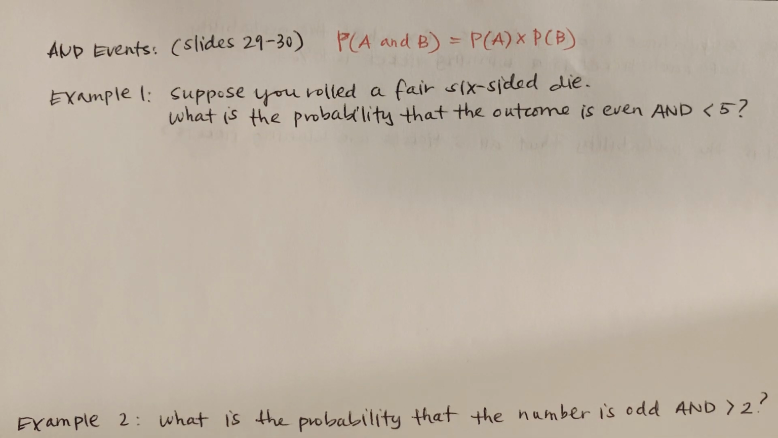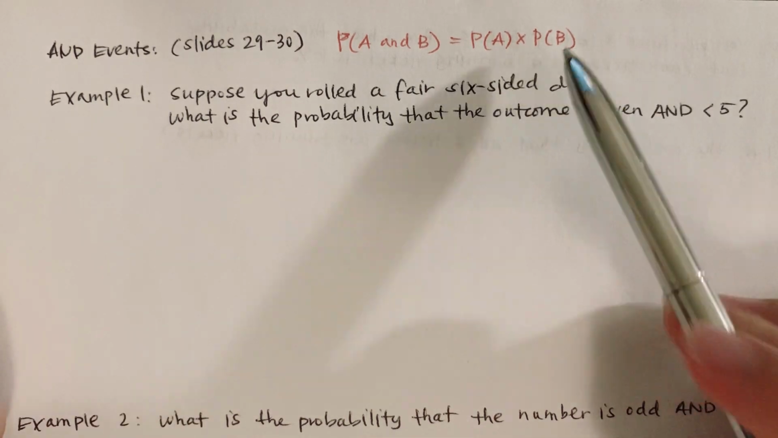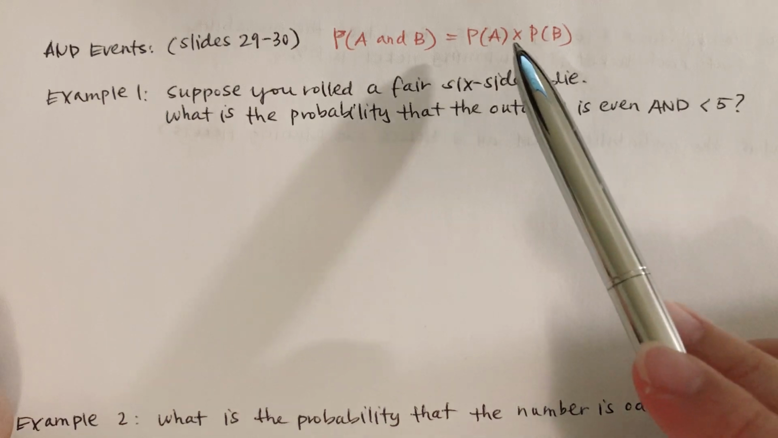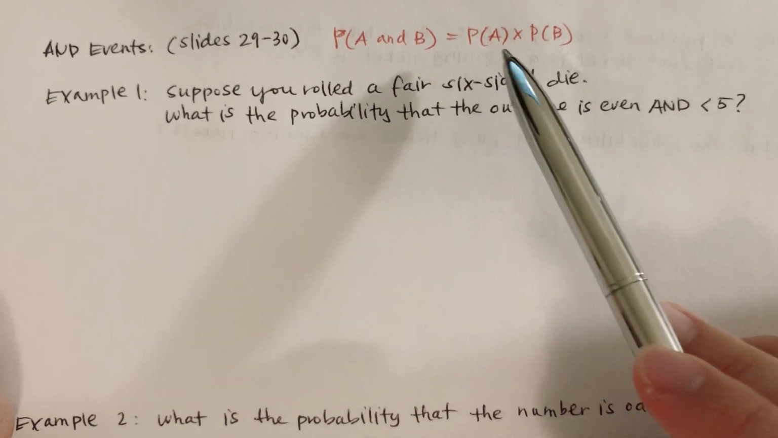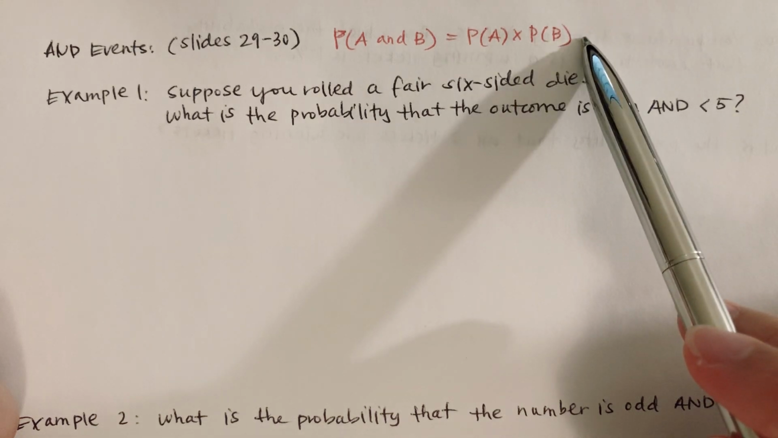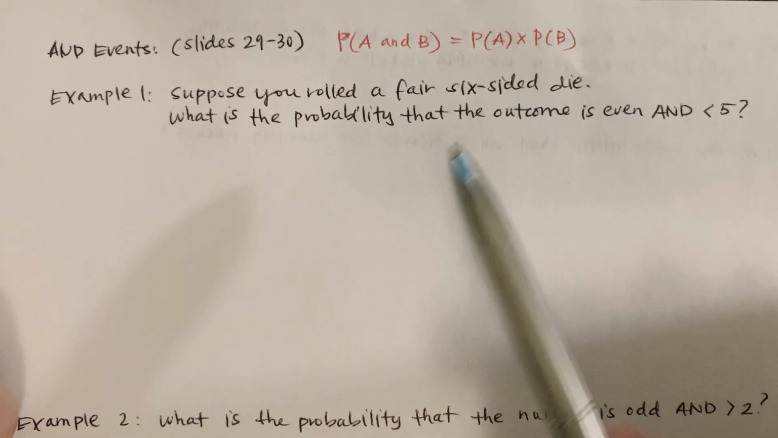Hello class, so today we're going to be covering AND events. The examples are shown in slides 29 and 30. So for AND events, we have this formula right here. The probability of events A and B happening at the same time is the probability of A times the probability of B. So this is a formula that is given to you in the PowerPoint.